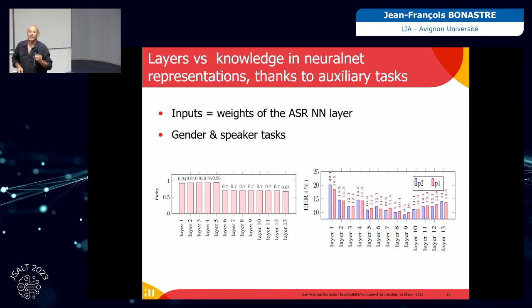Question. What happened in the layer 6? Do you have any idea why there is a drop? No. So it was a complex experiment because you need to... It's done on the TED-LIUM database and protocol. We have few speakers. We have only 500. So we train on the first set and apply on the second set.